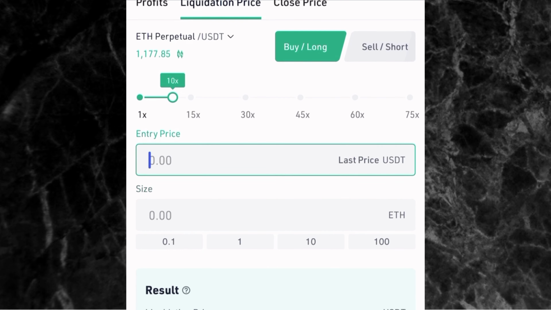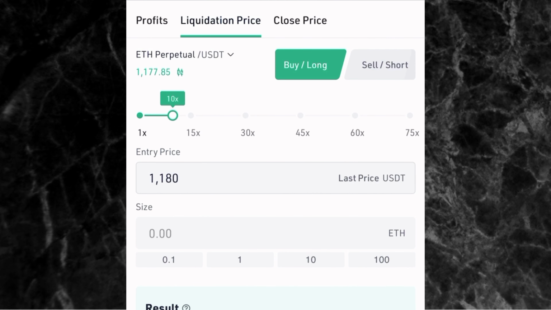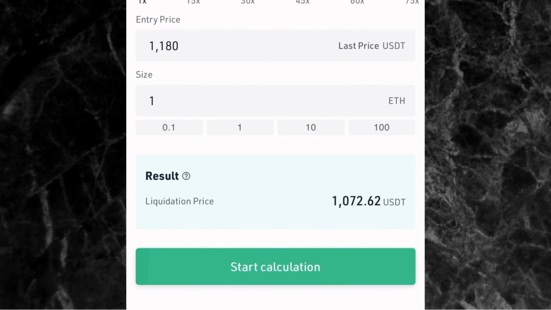Now, the next thing is to enter the entry price. That is the price you want to enter the trade. So let's pick 1,180 USDT again. And let's pick the size of the ETH as 1. And then you tap on start calculation right here. So it'll be showing you that your liquidation price is 1,072 USDT. This means that if the price of ETH should get to this price, you're going to lose all your money on this trade. That is the meaning.